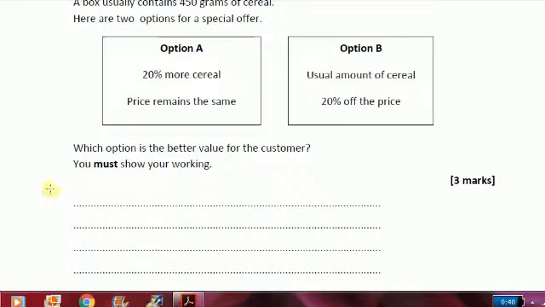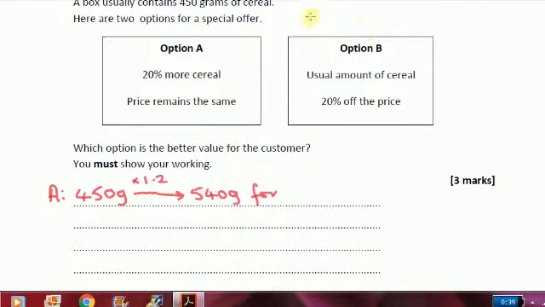So let's look at option A. 20% more cereal. We started with 450 grams, and we've got to increase that by 20%. So that means multiply it by 1.2, 120%, 1.2. So 1.2 times 450 comes to 540. So in option A, we now get 540 grams for the same money that we used to pay before. The price remains the same.